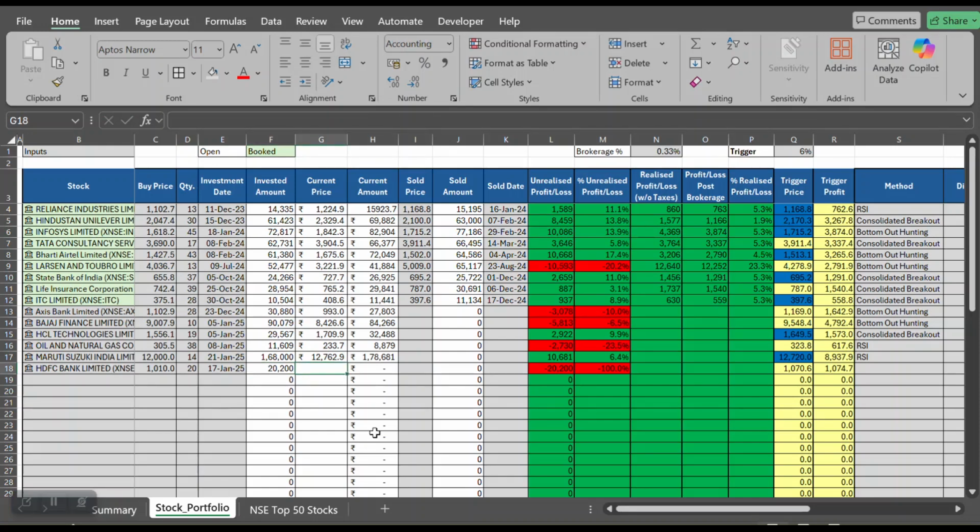For the current price, I have a formula here and it shows me the current price of it and hence the current amount. Now, since I have not sold this particular share, I keep it blank. Or let's assume I have sold this share at today's price, which is 1717.4. I give today's date here, and it shows me how much I have sold it for and what was my profit.